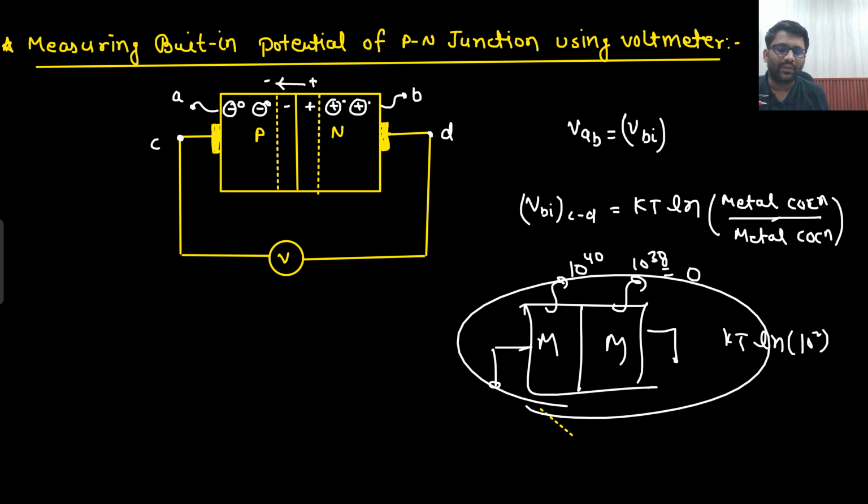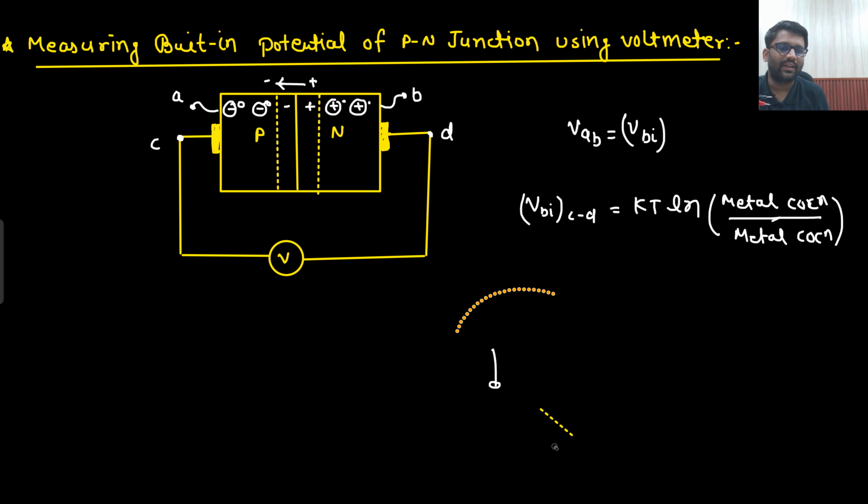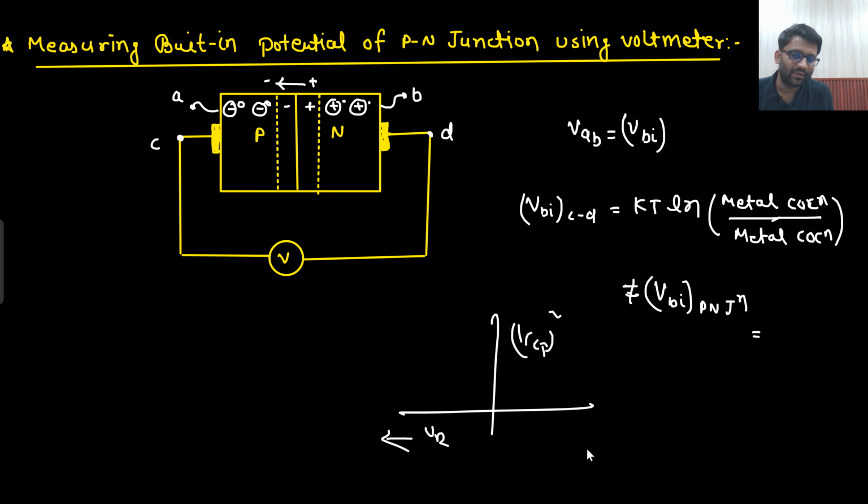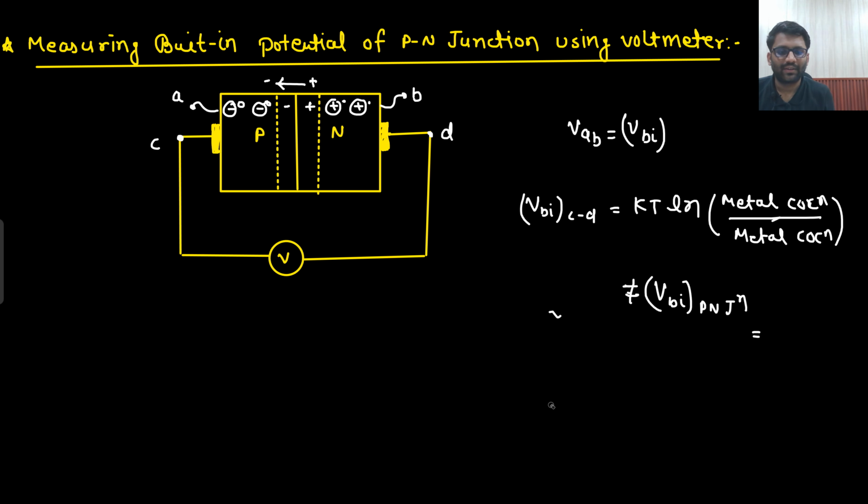So let's not write 0 here. I will erase the 0. I will just write kT ln of material concentration divided by material concentration, which is not equal to V built-in of the PN junction. Is that clear to you? This is actually a very famous interview question: why do you need to draw the 1 by C squared versus V_R plot for getting the built-in potential? Why can you not measure it through a voltmeter? I have seen people saying it is an internal parameter, that's why we will not be able to calculate it. But that is absolutely baseless.